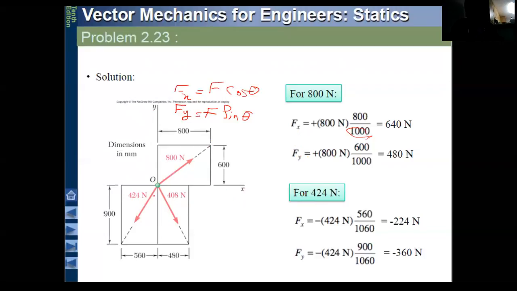For the next vector, there's a difference here. I told you that if you want to use these two formulas, you have to have a theta that is the angle between the vector and the x direction. So for the second vector, 424, you have a theta like this. You have to calculate sine of theta and cosine of theta by this angle.